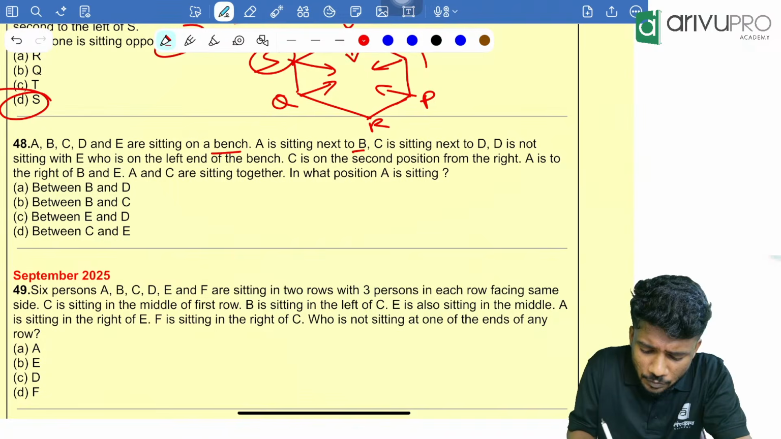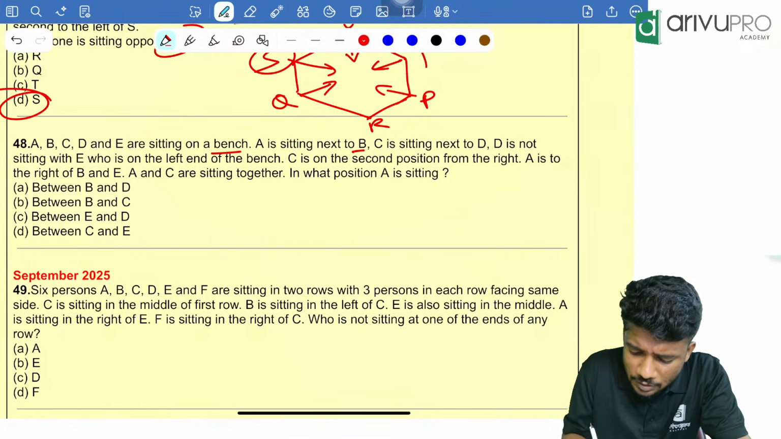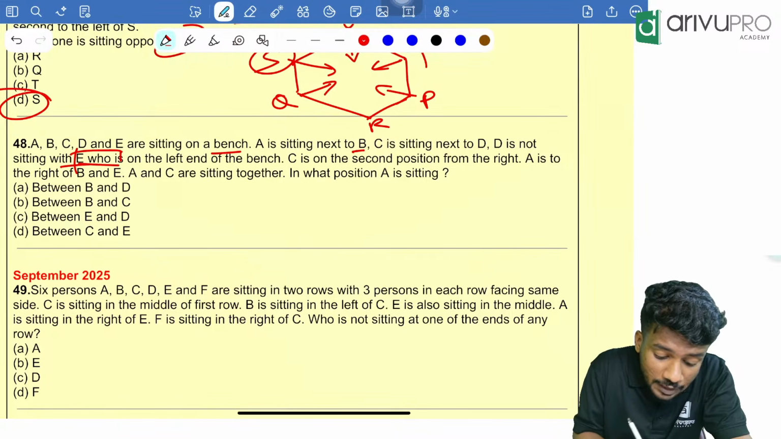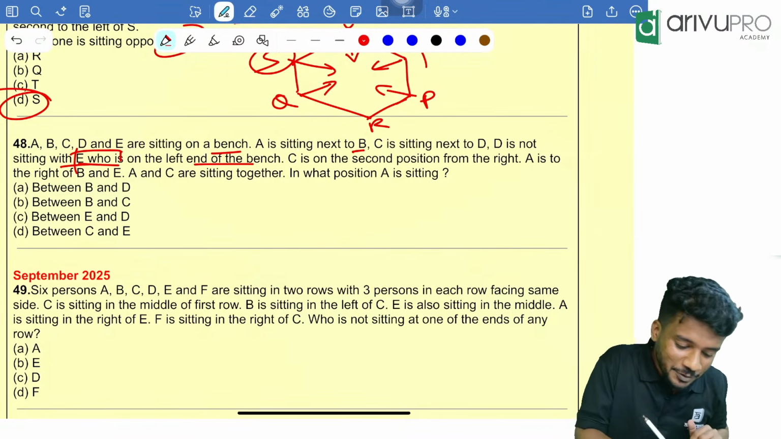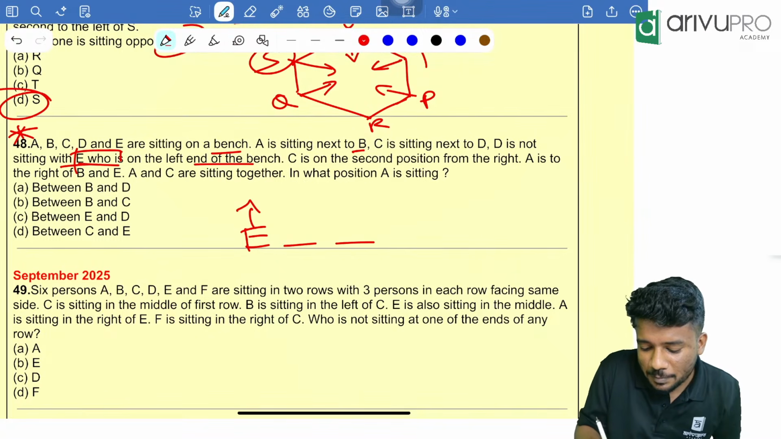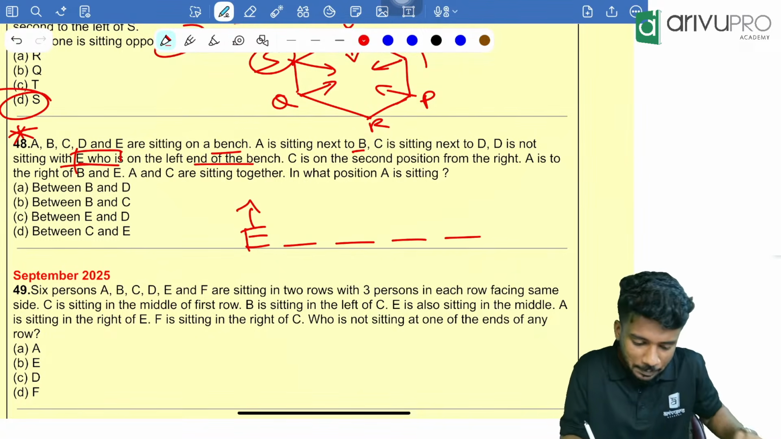A is sitting next to B. C is sitting next to D. D is not sitting with E, who is on the left end of the bench. Again, the same question got repeated. E is on the left end of the bench. That means how many more people are there? 4 more people are there.